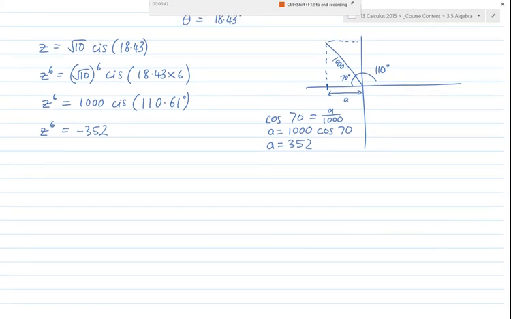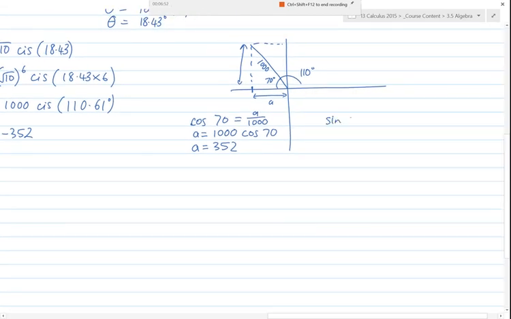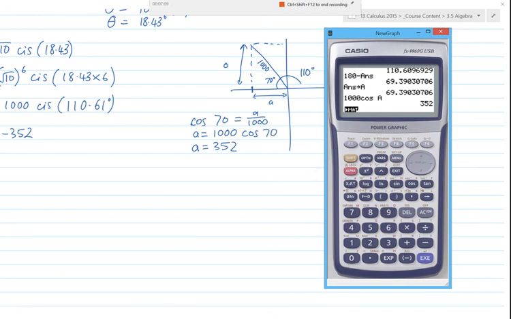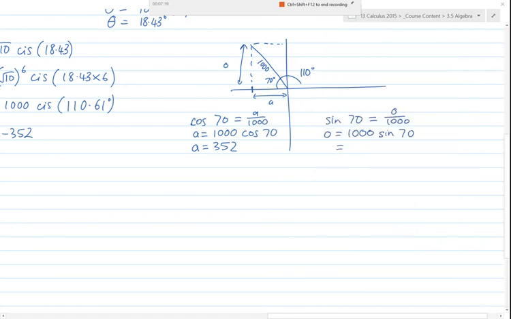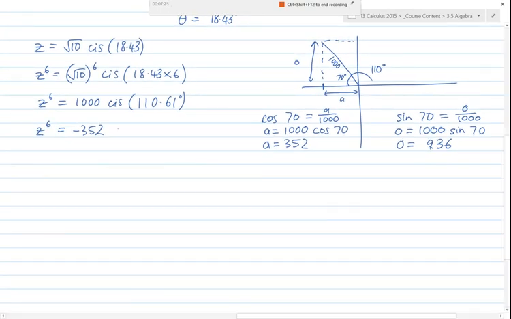Now we're going to do the imaginary part, which is this part here, and that's going to be using sine. So sine 70 is going to be what's opposite, let's call it O, over 1000, and so O is going to be 1000 times sine 70, and we'll use the exact value from our calculator. So 1000 sine alpha A, and unsurprisingly an exact value of 936. So the opposite side equals 936, and so we can write z to the 6 as negative 352 plus 936i.